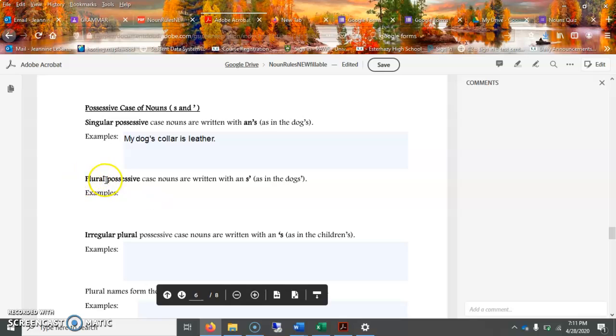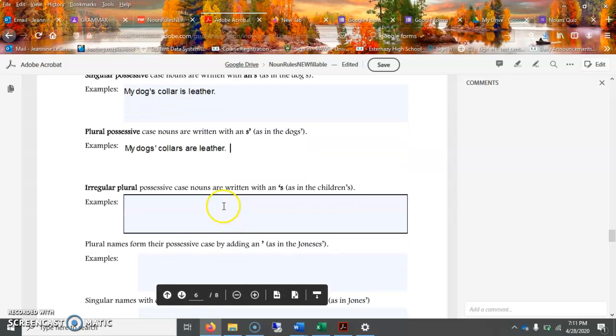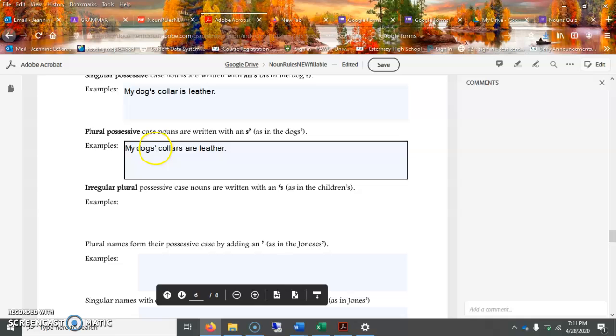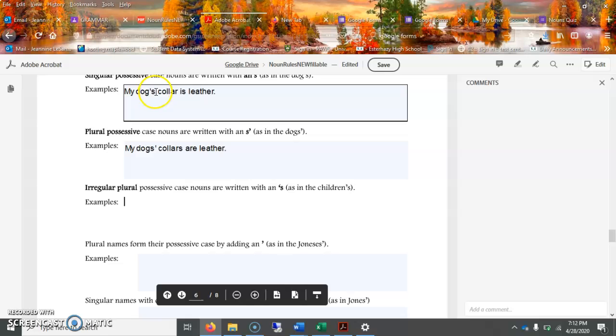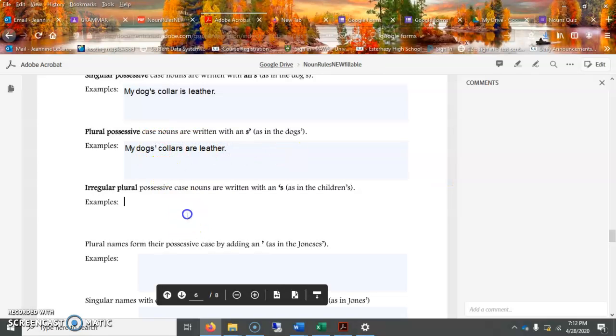Next example is plural, so we have more than one dog. So my dogs' collars are leather, okay? Now, it's two dogs, let's say, or more than one. We don't know how many, but it's two dogs, so you need to have more than one collar. So there's two collars. Two dogs, two collars. And just note where the apostrophe goes: it's not apostrophe S, it's just an apostrophe here.